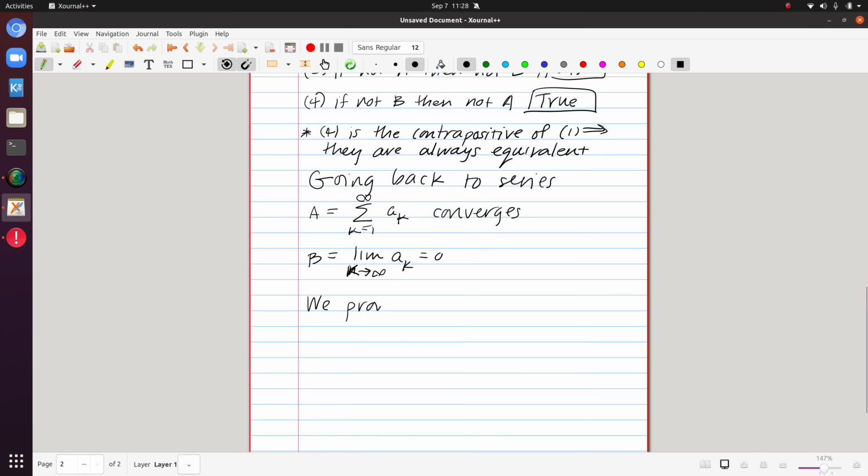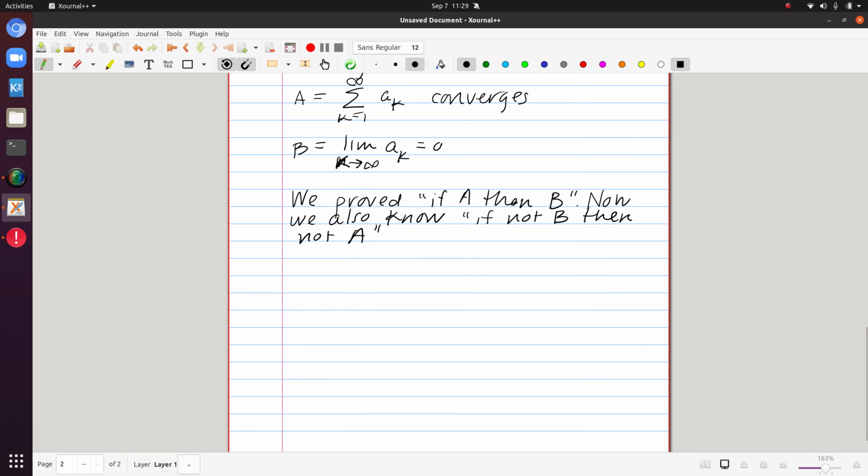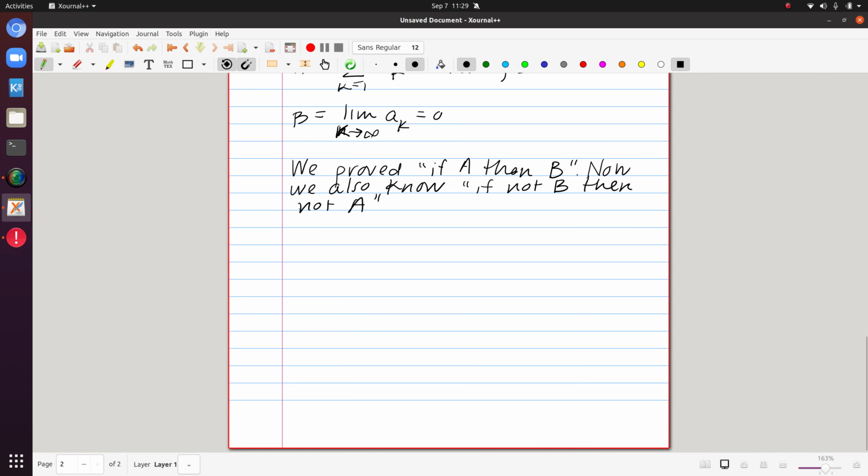We proved if A, then B. And my aside above is supposed to point out then that now we also know that the contrapositive is true, meaning if not B, then not A. So if I want to sum up that statement, not B basically implies not A. This is what we call the test for divergence.